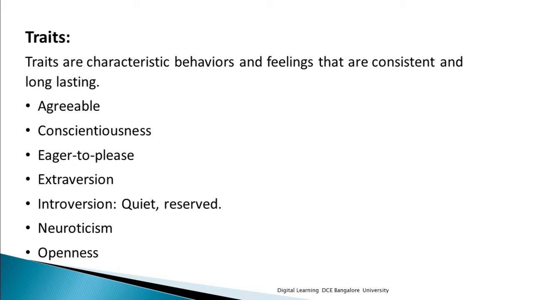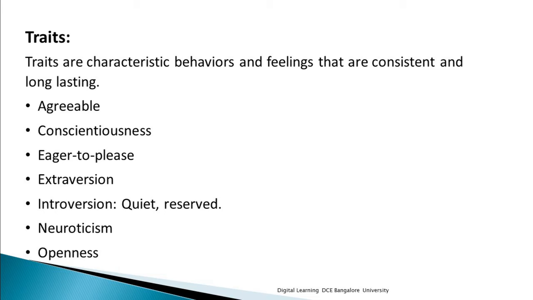Then one more trait can be eager to please. Here the people have a very accommodative nature, and a passive kind of nature. One more trait can be extraversion. These people are extroverts. They are very good at sociability, they have a talkative nature, and they are very good at expressing all their emotions. One more feature of extroverts is assertiveness. That means they stand up for themselves, or for others' rights also, but in a calm way.